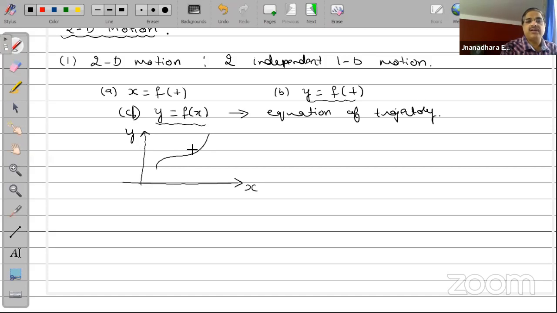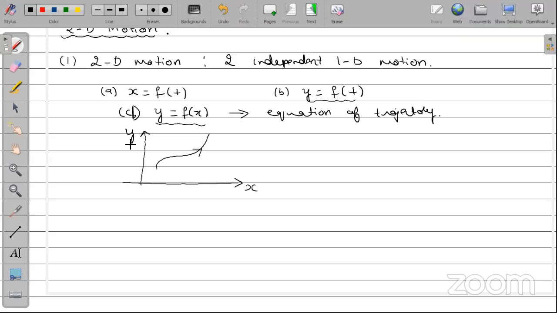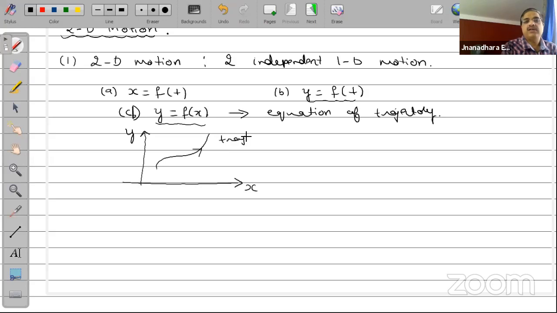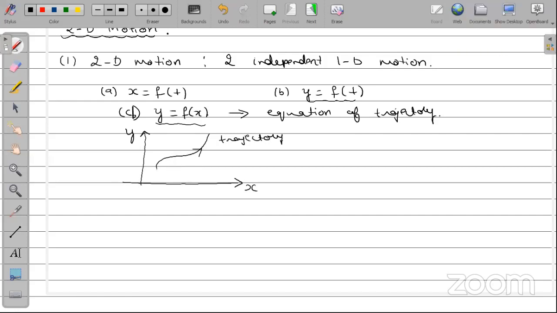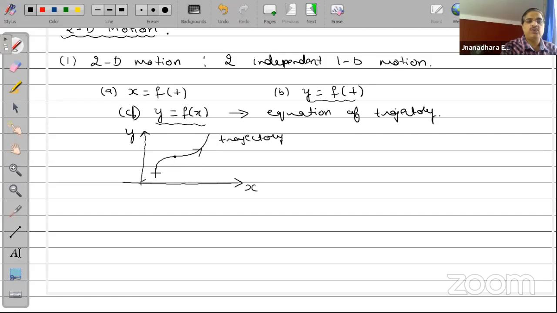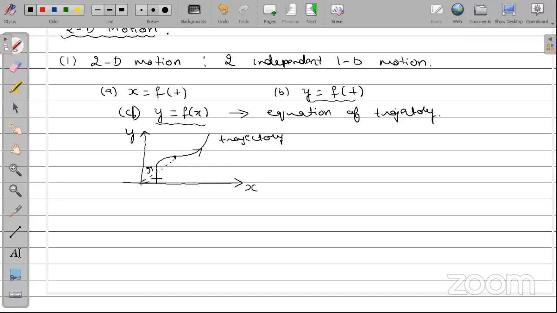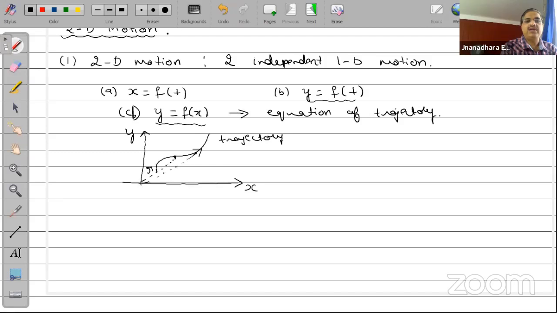If I say that there is a particle which is moving along this path, a graph of y versus x, this path is called a trajectory. The particle is moving like this. Now, if I want to find out the position of the particle, I will mark this and call it R1. And if the particle moves after a while to here, then this becomes R2.